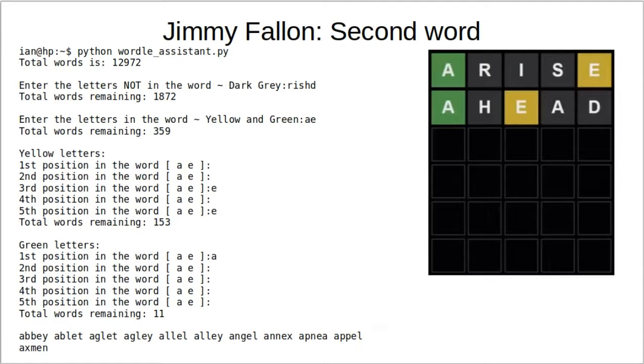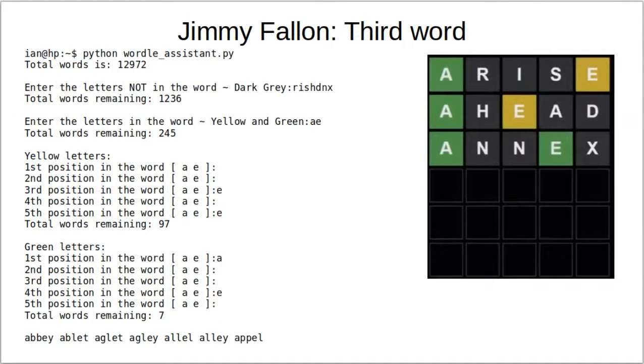So let's move on to the next word he put in, which was ahead. Now with R, I, S, H, and D, this A supersedes this, so we don't count that. So R, I, S, D are dark gray. Now we go from 12,000 down to about 2,000, so we get rid of a bit more than three quarters. And yellow and green, we've still got A and E, and that drops it down a bit. And then E occurs in two places, the third position and the fifth position in the word. So that drops us to 153, and A must be in the first position. So now the contender has to be one of these 11 words. And we go on to the next slide.